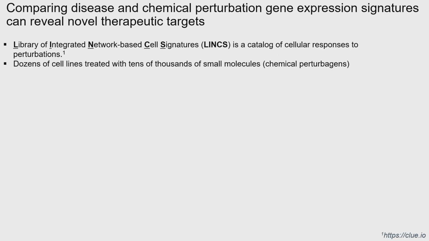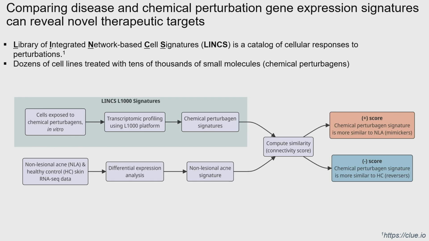So next we focused on identifying compounds that could possibly prevent acne lesion formation by using a method called connectivity mapping. To do this, we utilized the Library of Integrated Network-Based Cell Signatures, also known as LINCS, which is a publicly available resource that's generated by treating dozens of cell lines with thousands of different compounds that are also known as chemical perturbagens. So the cells are treated with the compounds, then they undergo transcriptomic profiling to generate a chemical perturbagen signature.